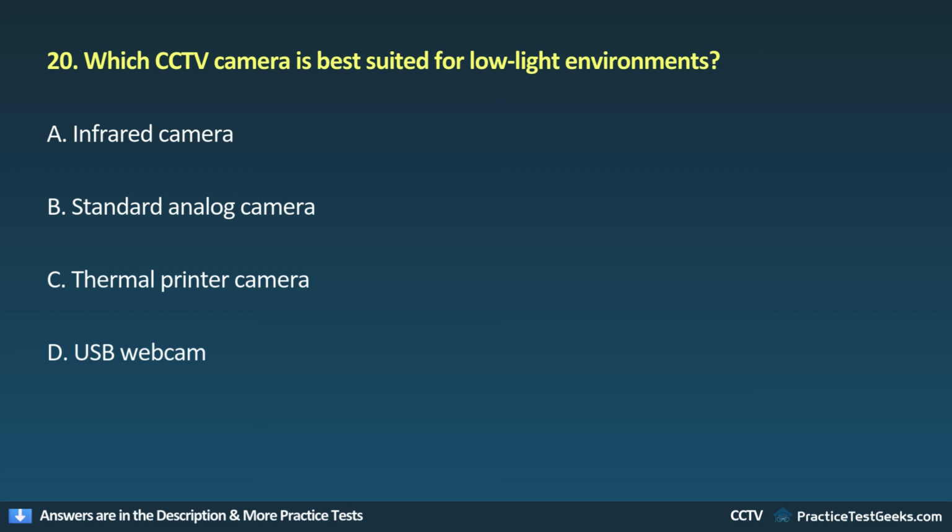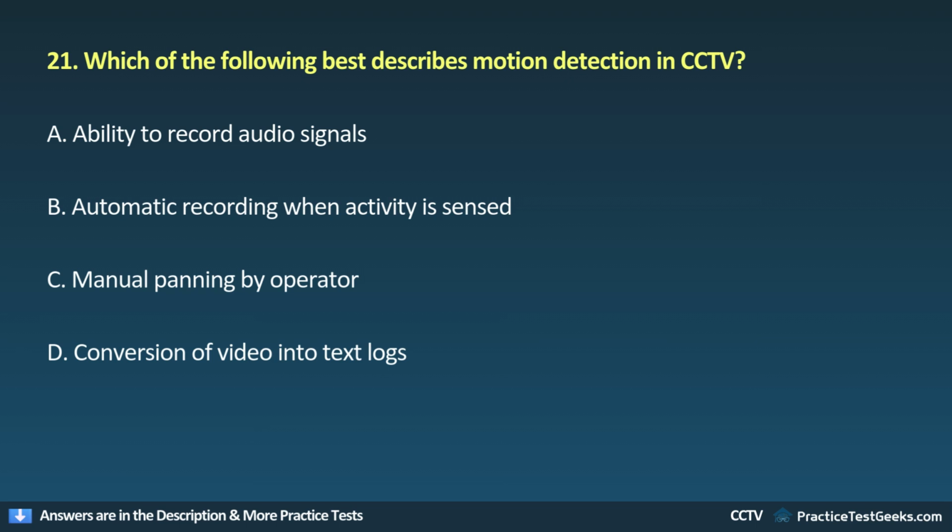20. Which CCTV camera is best suited for low-light environments? A. Infrared camera. B. Standard analog camera. C. Thermal printer camera. D. USB webcam.